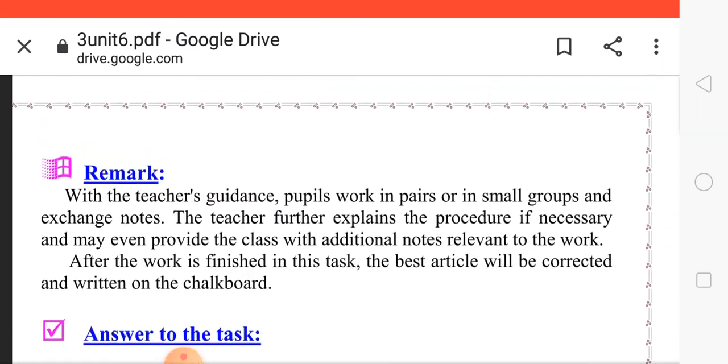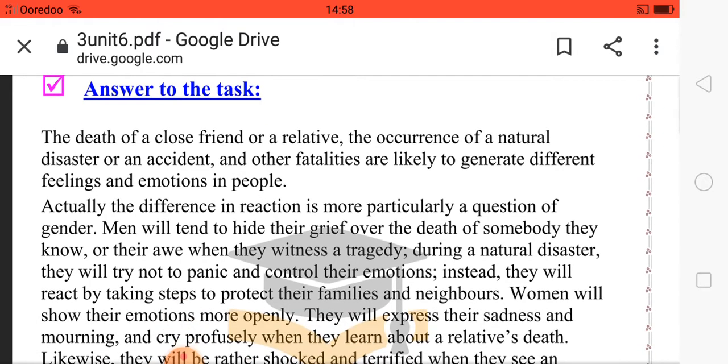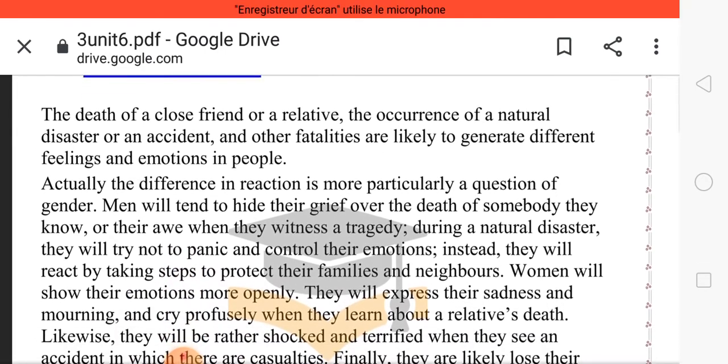Before I read it, you will find this essay, this production, this think-pair-share, in your video. So please make it safe. When you see the video, make sure to always keep this think-pair-share.